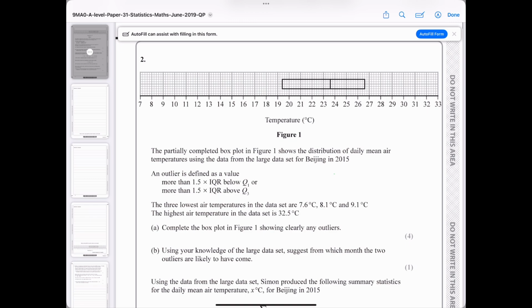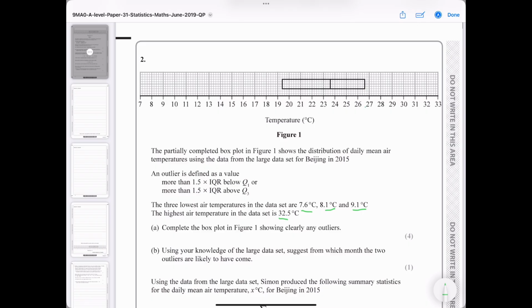I don't have that data set. An outlier is defined as 1.5 times the interquartile range below Q1 or 1.5 times IQR above Q3. The three lowest air temperatures are 7.6, 8.1 and 9.1 centigrade, and the highest is 32.5. Complete the box plot in figure 1 showing clearly any outliers. So let's just find out.